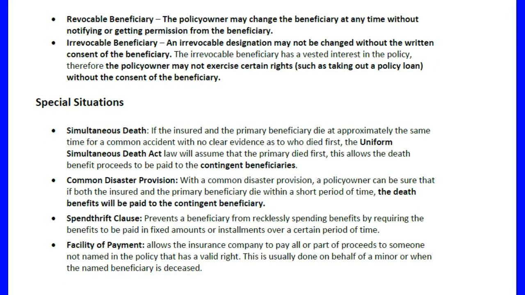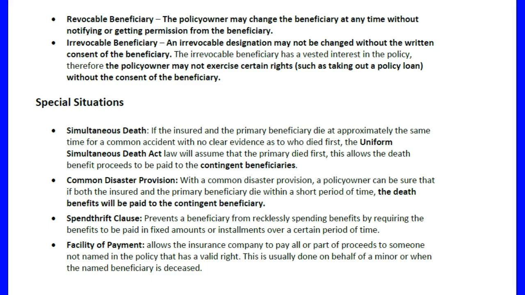Simultaneous death: under the Uniform Simultaneous Death Act, it is assumed that the primary beneficiary died first, which allows the death benefits to be paid to the contingent beneficiaries. Common disaster provision: with a common disaster provision, a policy owner can be sure that if both the insured and the primary beneficiary die within a short period of time, the death benefit will be paid to the contingent beneficiary.